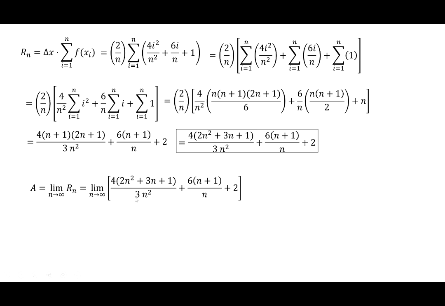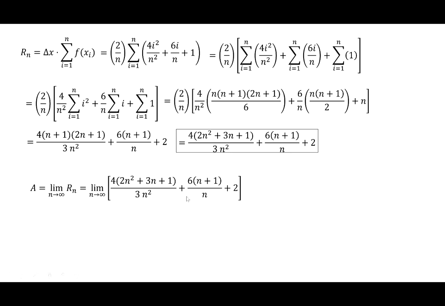What does that mean? What's the coefficient of n square on the top after we distribute? 8. What's the coefficient of n square in the bottom? 3. So guess what? The limit of this whole thing as n approaches infinity would be 8/3.